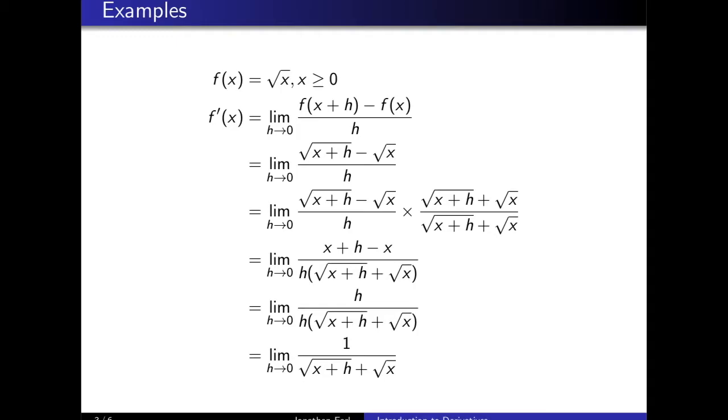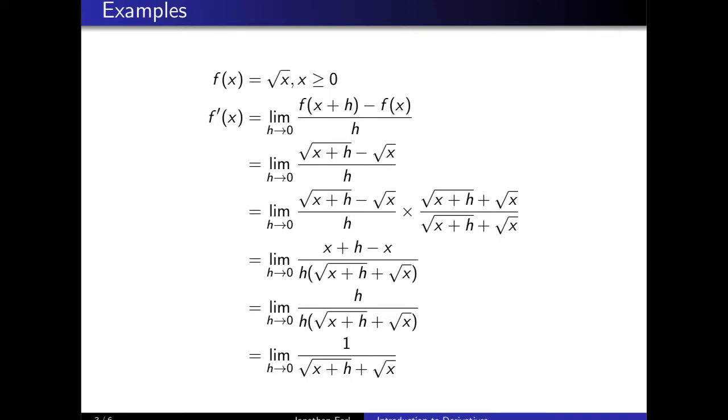Okay, for our, what is this, fourth example, let's take f of x to be the square root of x, and because the square root function is not defined for negative numbers, we'll assume that x is at least 0. So we take f prime of x, as is typical, to be f of x plus h minus f of x all over h, and we take the limit of that as h goes to 0. So we get the limit as h goes to 0 of the square root of x plus h minus the square root of x all over h.